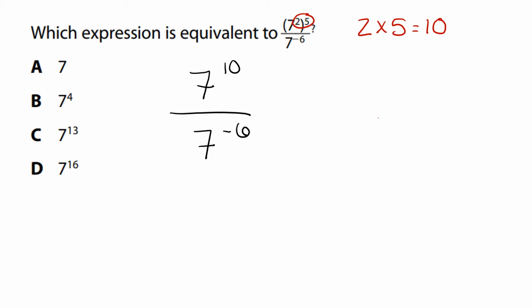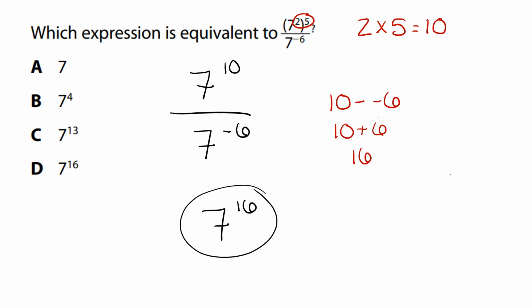Now we have a simple division problem in which we would subtract the exponents, so 10 minus negative 6. When we're subtracting negatives, we would keep, change, change. So we keep the 10, change subtraction to addition, change the negative 6 to a positive 6 to get an answer of 16. 7 to the 16th power is our correct answer, letter D.